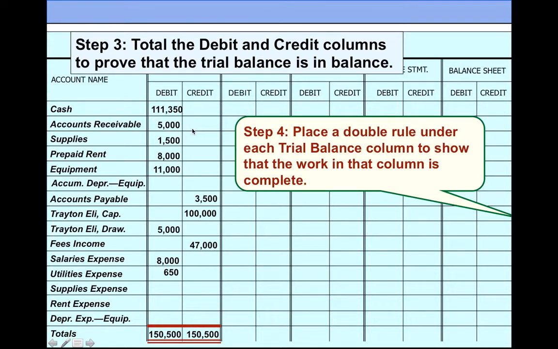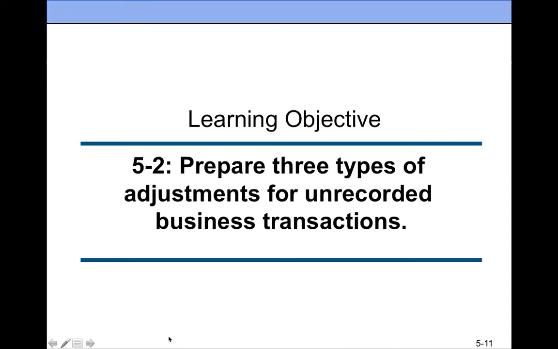So you do either or. If you prepare the worksheet, you prepare the trial balance on the worksheet. If you choose not to have the worksheet, then you prepare the trial balance as a separate form. So we prove that debits are equal to credits. So now we're going to talk about the core of this chapter, and it could be challenging.